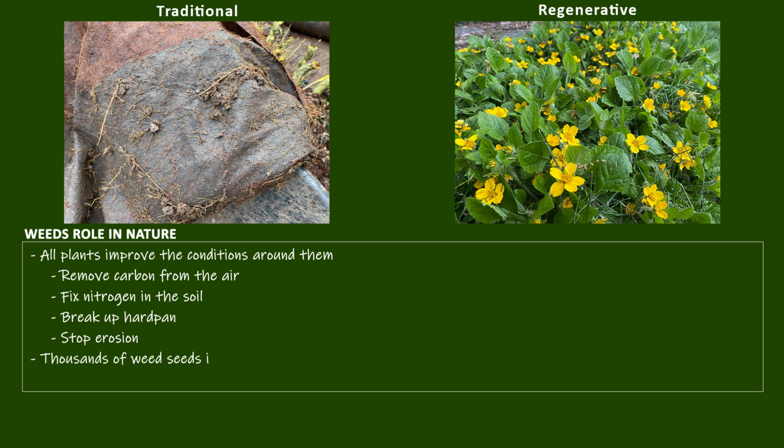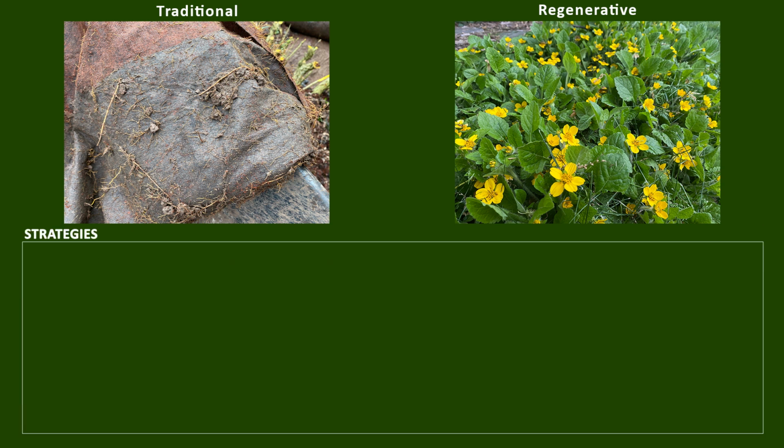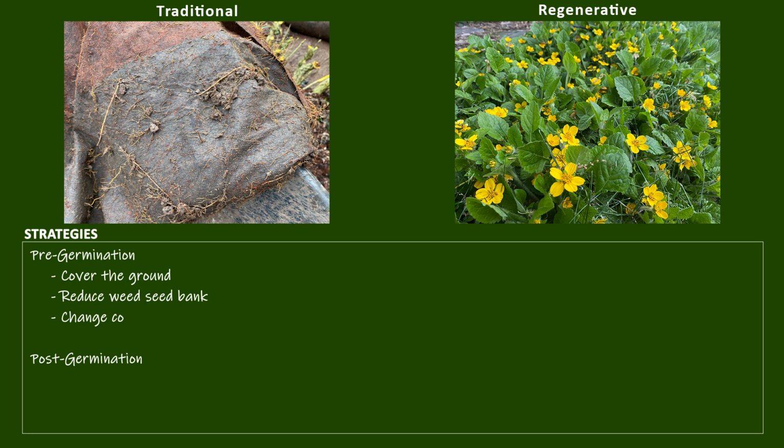Therefore, there are thousands of weed seeds in 1 square foot of land, and there are more on the way. Seeds spread by wind, water, animals, and human activity. So, there are 2 weed management strategies. You can either prevent weed seeds from germinating or kill them after they start growing. Pre-germination strategies involve covering the ground, reducing the number of weed seeds on your property, or changing the conditions that cause weed seeds to germinate. After weeds germinate, options are to dig them out, spray them with chemicals, or use fire to kill the plant. Okay, that covers the basics.